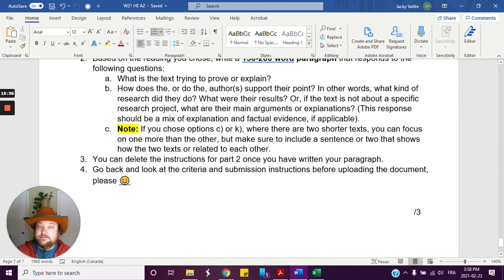Again, you can delete the instructions once you've written your paragraph, and the very last instruction is to go back and look at the criteria and submission instructions, because I'm not expecting you to remember them all, but before you upload the document, go back and check to make sure your responses meet the criteria and that you remember the submission criteria as well.